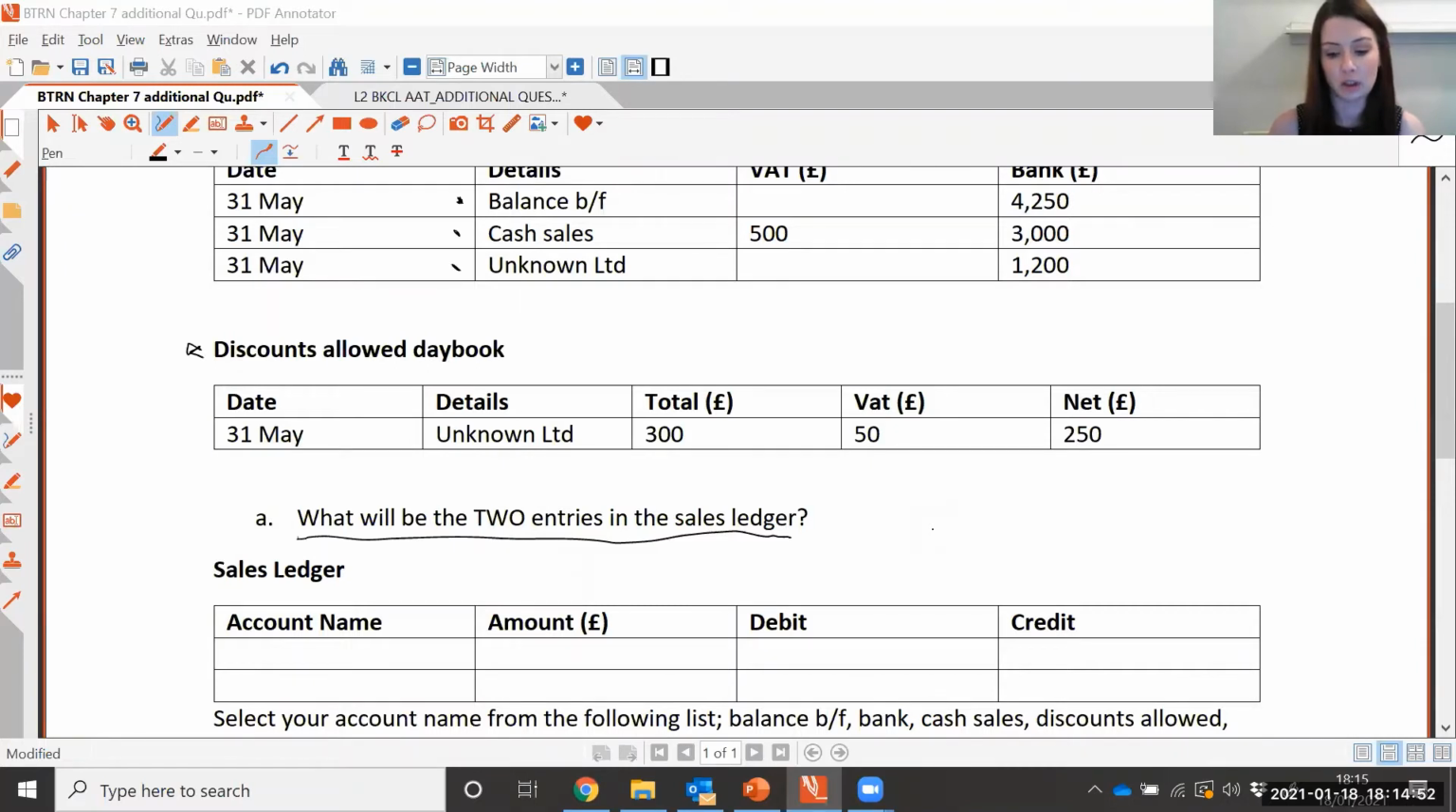But yes, Rachel, Unknown Limited. So will that be for both accounts, Rachel, or will that just be one? Yeah, good, Noreen. Yeah, good, Sarah. Yeah, good, Fiona. Yeah, excellent. So it's for both. Remember, sales ledger contains our individual credit customers, and we're only told about one credit customer. We've got this Unknown Limited.